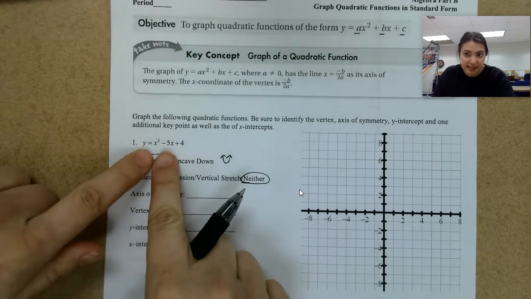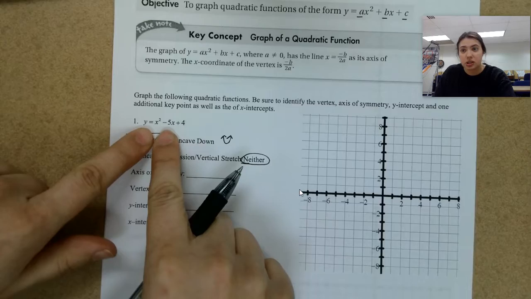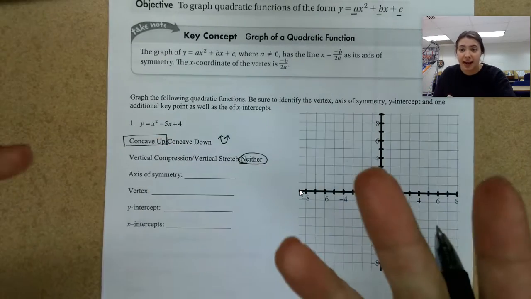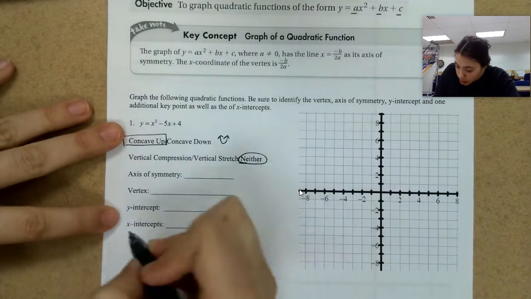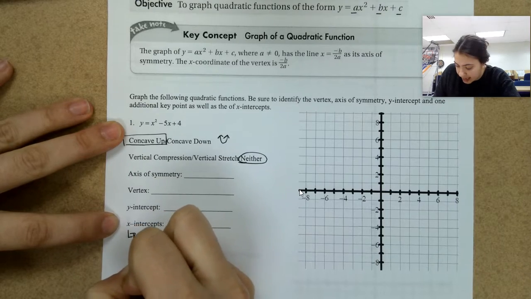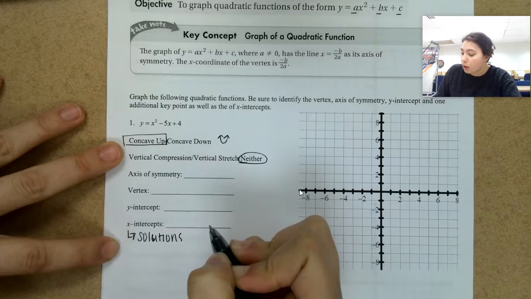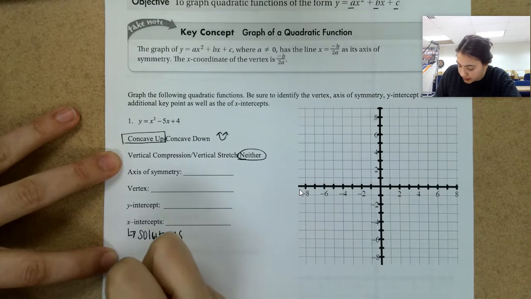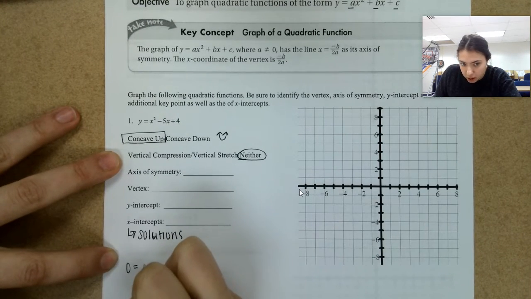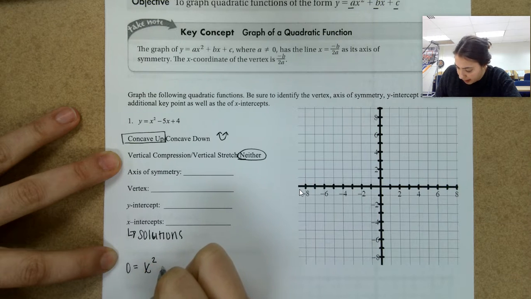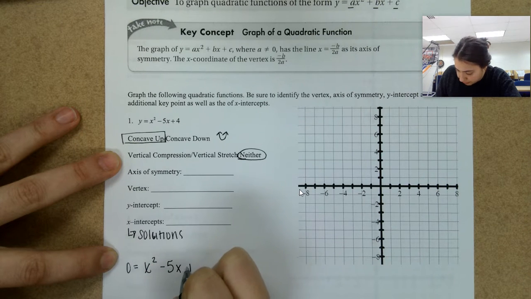So let's go ahead and begin. When we have this in standard form, it is always best for us to just solve for x and find the x-intercepts first. Remember, our x-intercepts are the same as our solutions. When we solve for our solutions, we can set the equation equal to 0. So 0 is equal to x squared minus 5x plus 4.